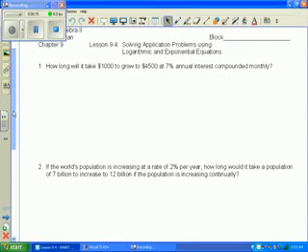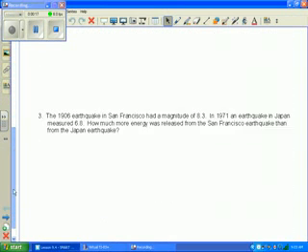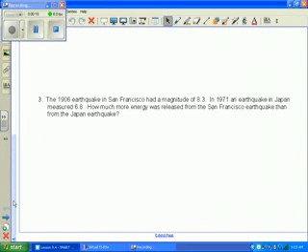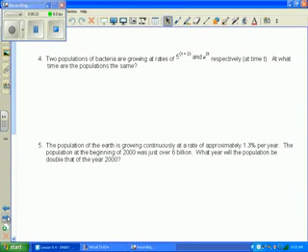Since the first 6 are pretty straightforward from the formulas, I'm not going to go over those, you omitted number 3. Number 4, the only thing you need to make sure you did is, since it said the populations are the same, you set these equal to each other. Okay, and so that's it.